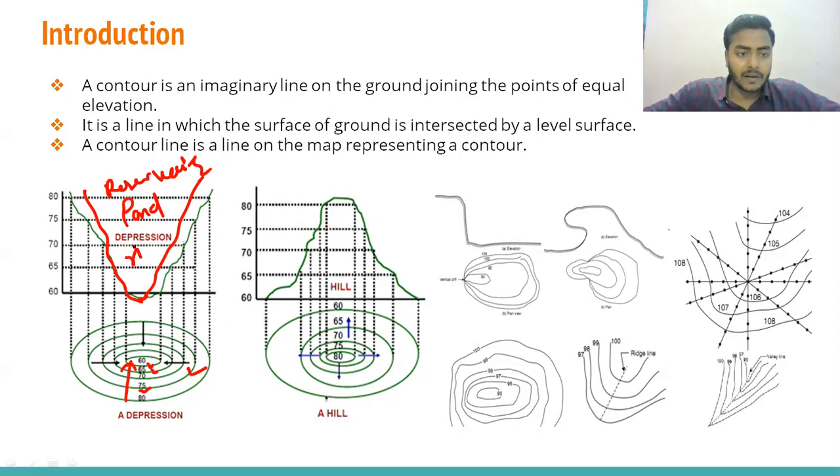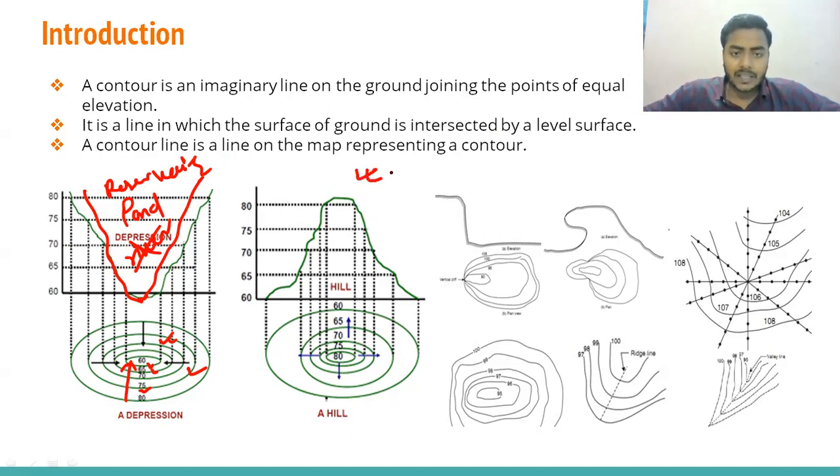Can it be a river? We cannot call it a river, because a river will be like this, but it won't be circular like this. This is a pond. Everywhere you see a river, it will not look like this. So we can say a pond or some reservoir also.